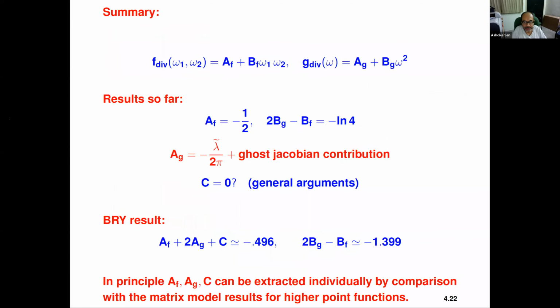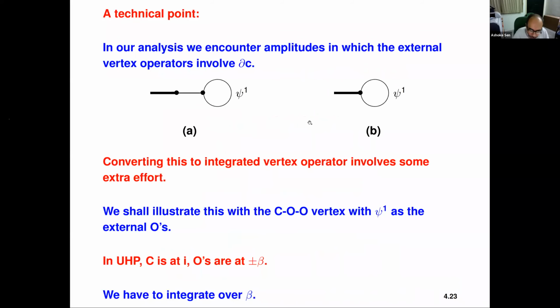I'll explain what the problem is. Okay, so here is the technical point. In the analysis, we encountered amplitudes where the external states, external vertex operators, involve partial C, for example. In fact, in a more general case, that could be higher derivatives of C. So let's see what the problem with this is. So let's take this amplitude. Okay. So what are we supposed to do?